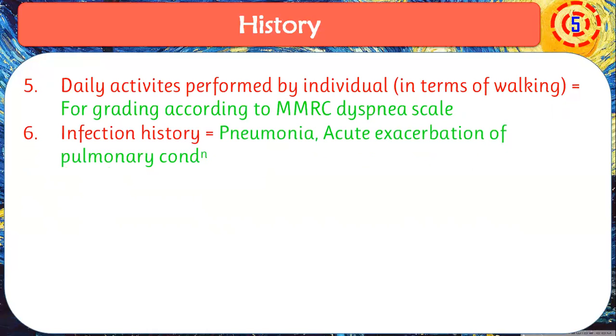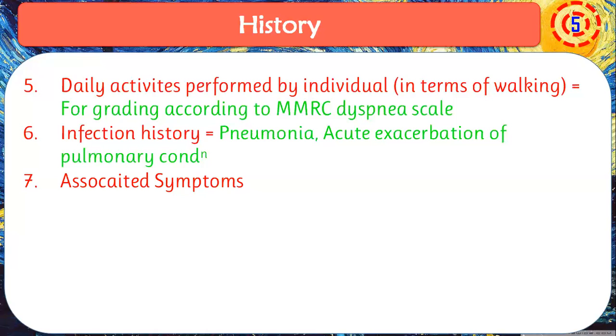And the next question that we'll be asking about is the infection history. So in infection history, we have to ask about pneumonia. The point that I'd like to focus on here is that some chronic conditions, for example obstructive lung diseases like asthma, COPD, bronchiectasis, or sometimes restrictive lung disease, might have acute exacerbation of dyspnea if there's presence of infection. So that needs to be asked.